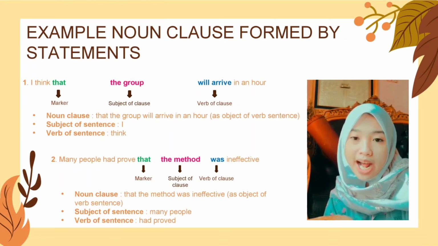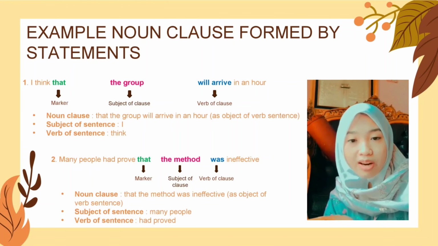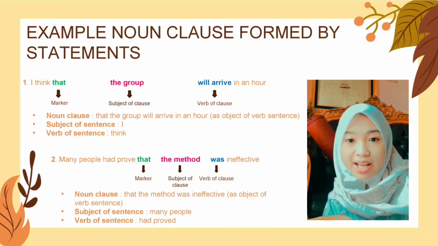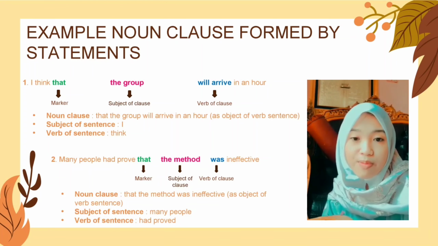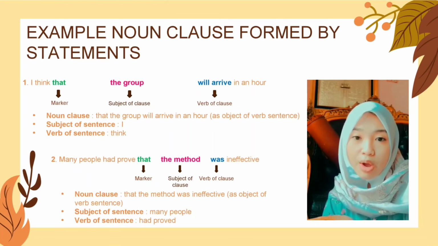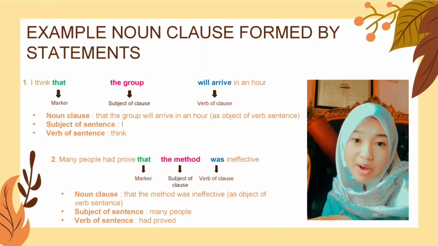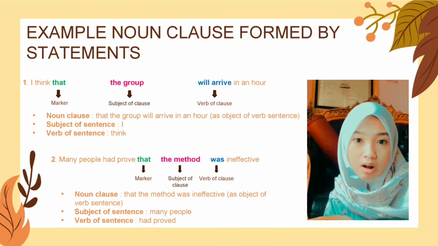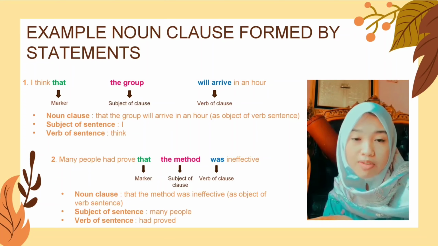In this video, I will explain examples of noun clauses formed by statement. Number 1. I think that the group will arrive in an hour. "That" is the marker, "the group" is the subject of the clause, and "will arrive" is the verb of the clause. This is a noun clause as object of verb of sentence: "that the group will arrive in an hour." Subject of sentence: I.